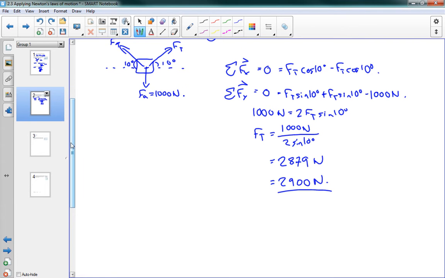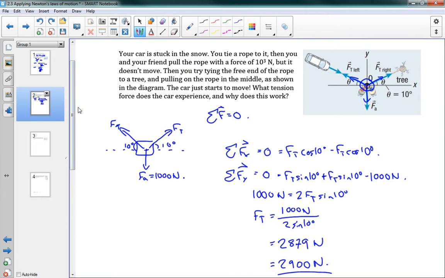So there we go, that's the tension force, which means that if we look at the car, that's how much force the car is experiencing now, which is kind of cool because we can only pull with 1000 newtons, but the car ends up experiencing 2900. We're getting way more out of our pulling just by doing this. So the second question is, why does this work?